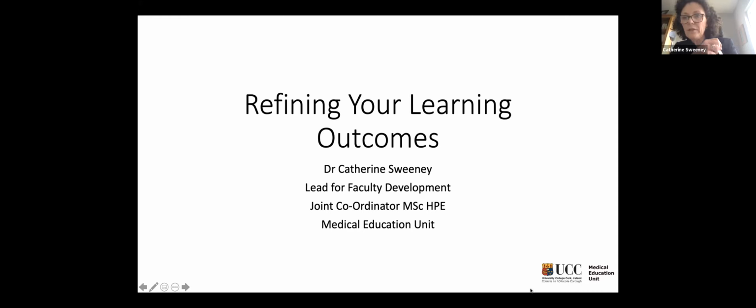So we're going to try using the whiteboard function within Zoom. We'll have a go at it. If it doesn't work, we'll get around it another way, but we were having a little practice run there, and I think hopefully it will work. So without further ado, I'm going to move on and talk a little bit.